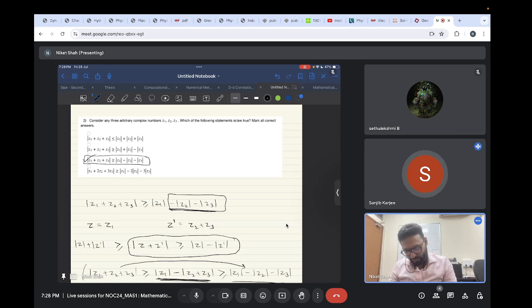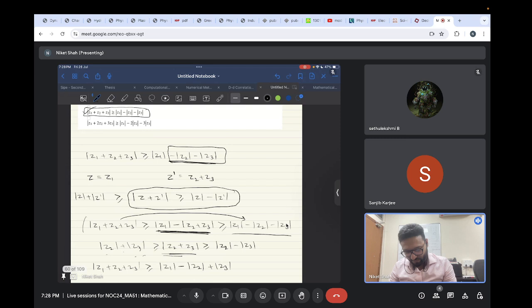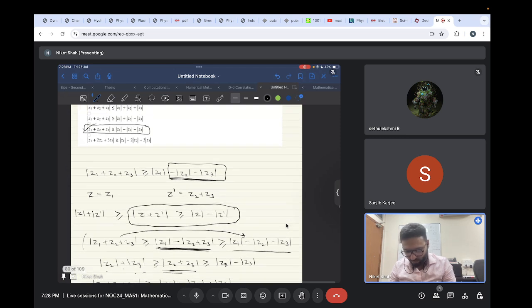Right? Please freely ask any doubts if you have. The only trick that I used here was that I had to split the complex numbers. So there are three complex numbers. I'm splitting them into sets of two and using the triangle inequality more than once. So you should be able to establish whatever you want to prove.